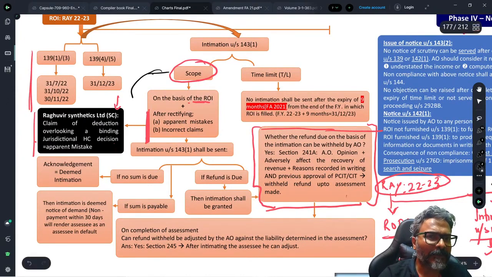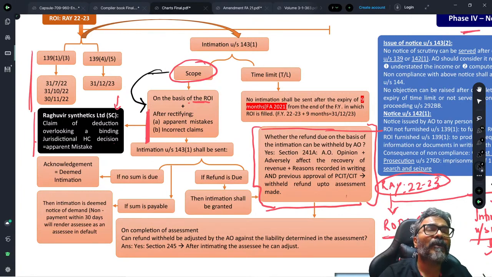And what is the scope of intimation? The scope of intimation that you can see is that the intimation is on the basis of the ROI subject to the correction of any apparent mistake. The intimation is on the basis of what? The intimation is on the basis of the ROI subject to the correction of any apparent mistake. This is the scope so far as the intimation is concerned. And how about the order of assessment?